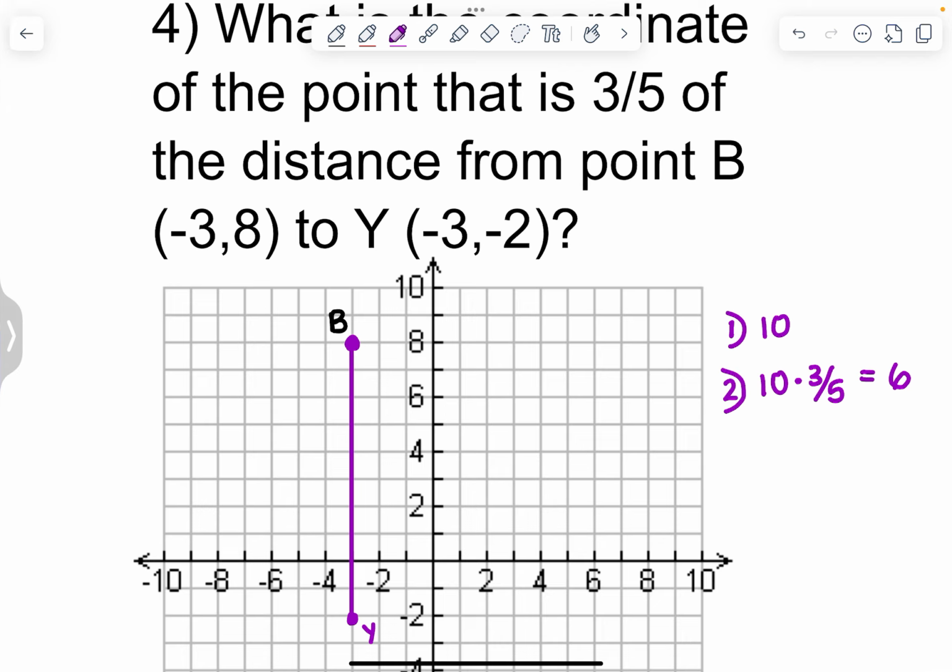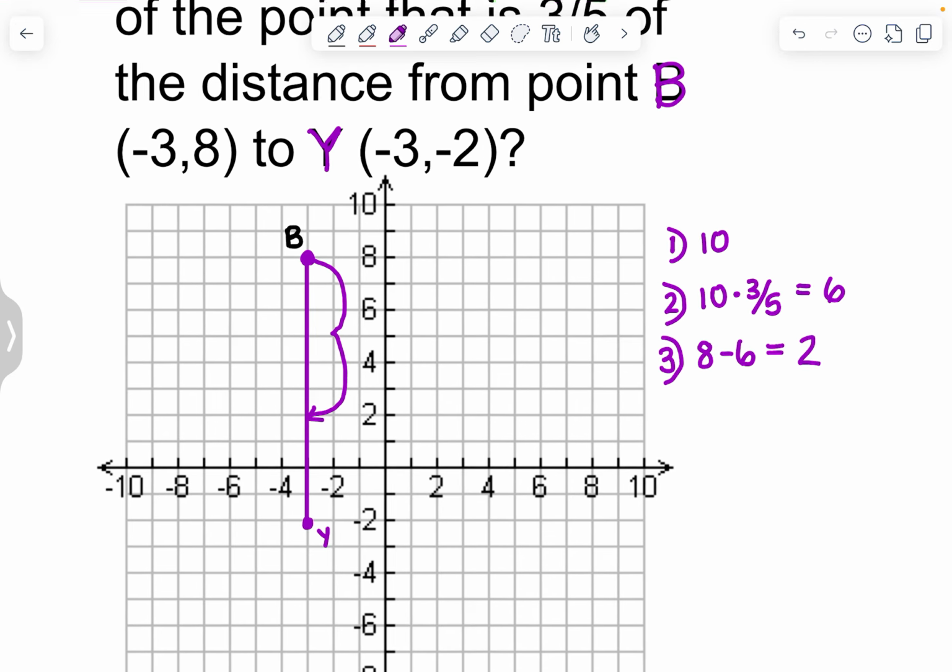And we have our last step, which is to add or subtract. Now, here's where we're going to be careful. We know we want to go from B to Y. So we're going to start at B, and we're going to go down 6 units towards Y. So if we're going down, are we adding or subtracting? Yeah, we're subtracting. So we're going to start at 8, and we're going to subtract 6. And where do we land? We land at 2. But is 2 our final answer?